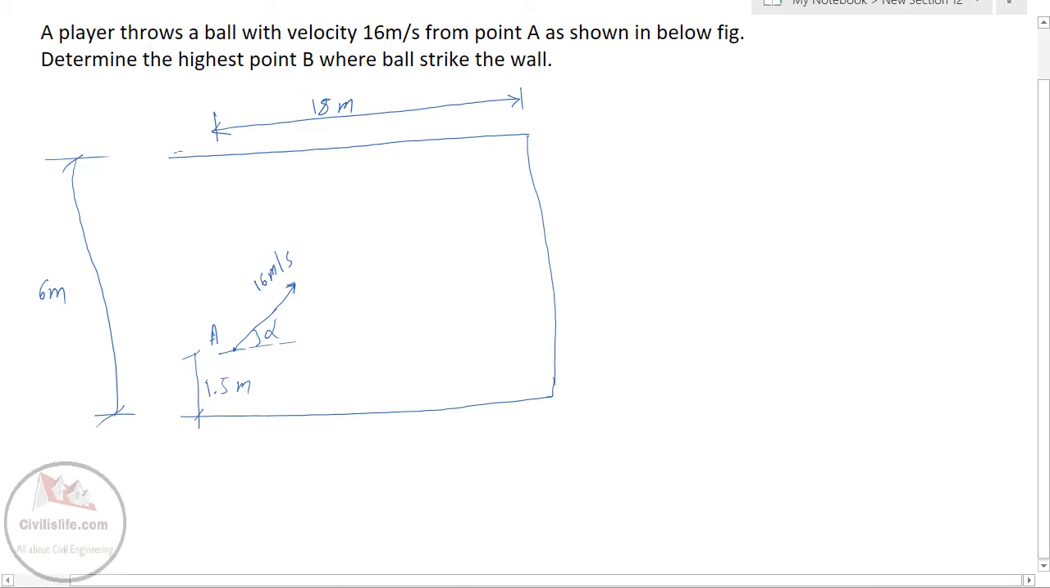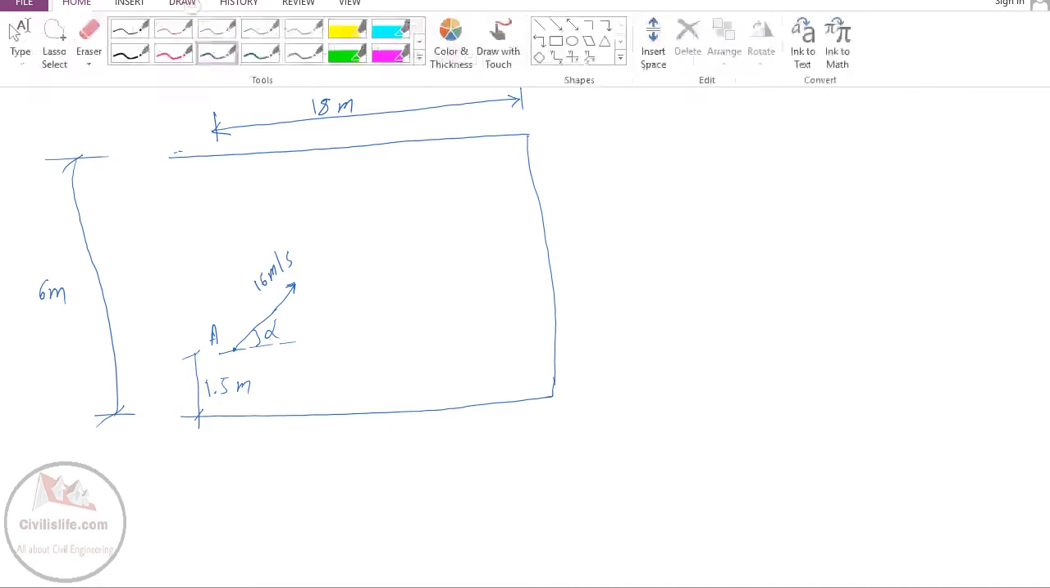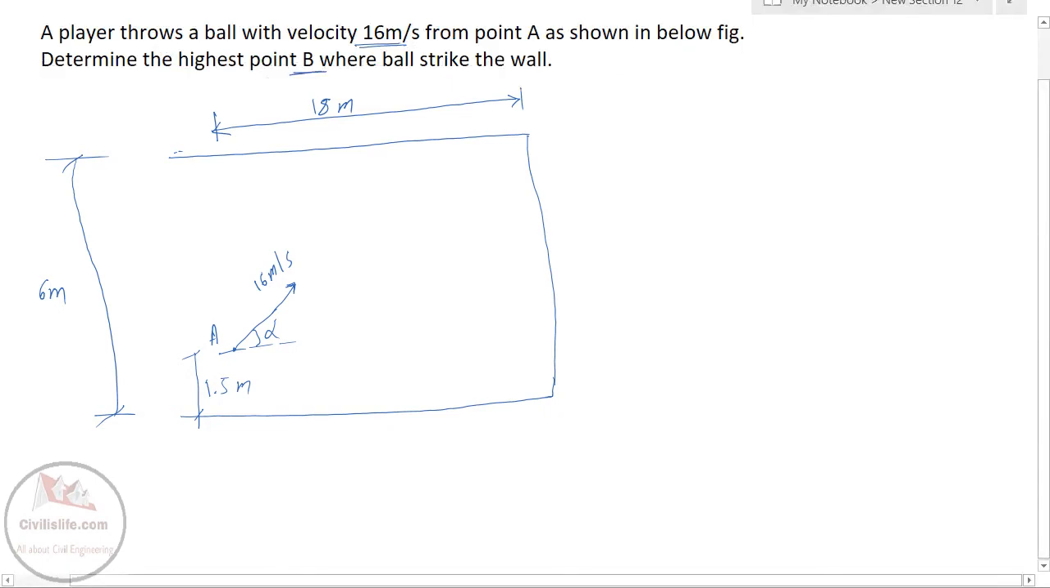The question is, a player throws a ball with velocity 16 meter per second from a point A as shown in the figure below. Determine the highest point B where the ball will strike the wall.